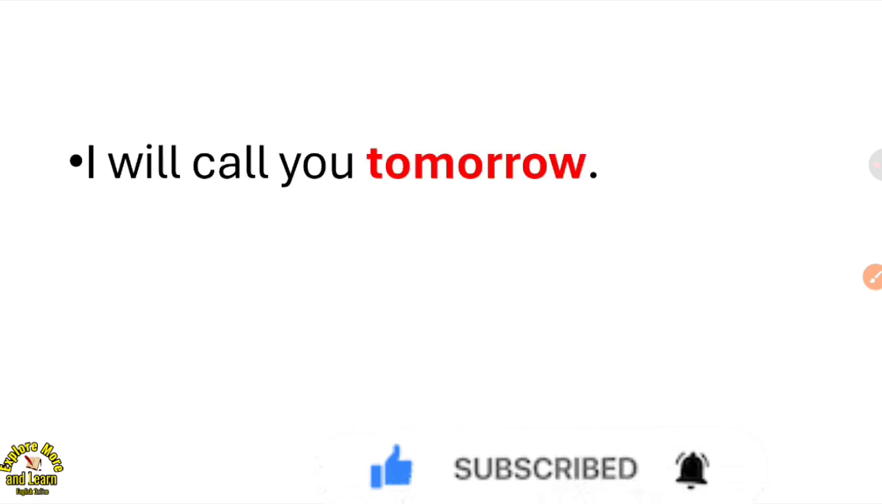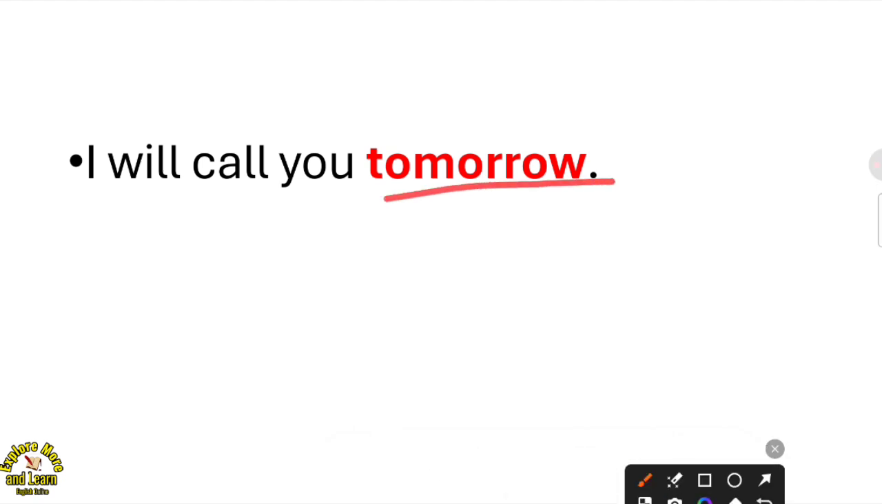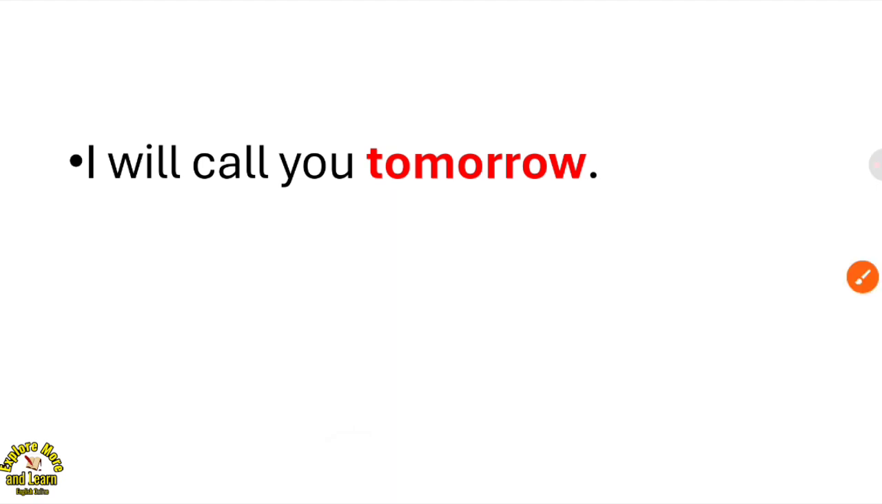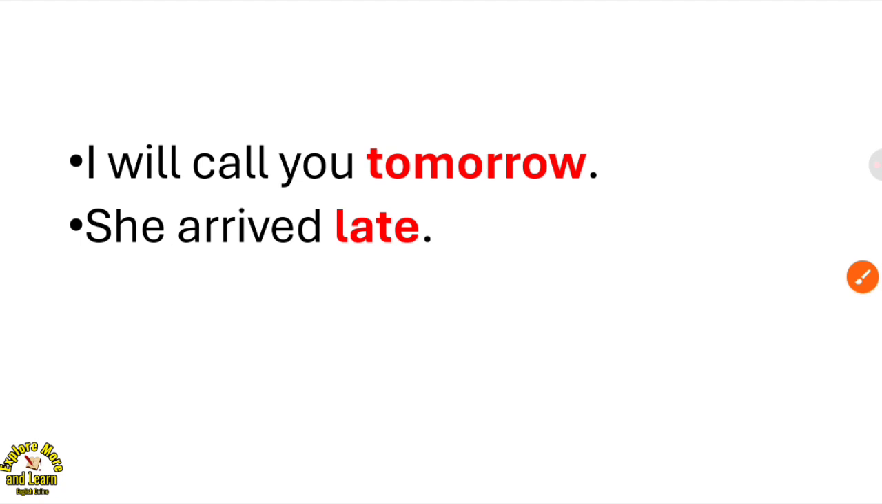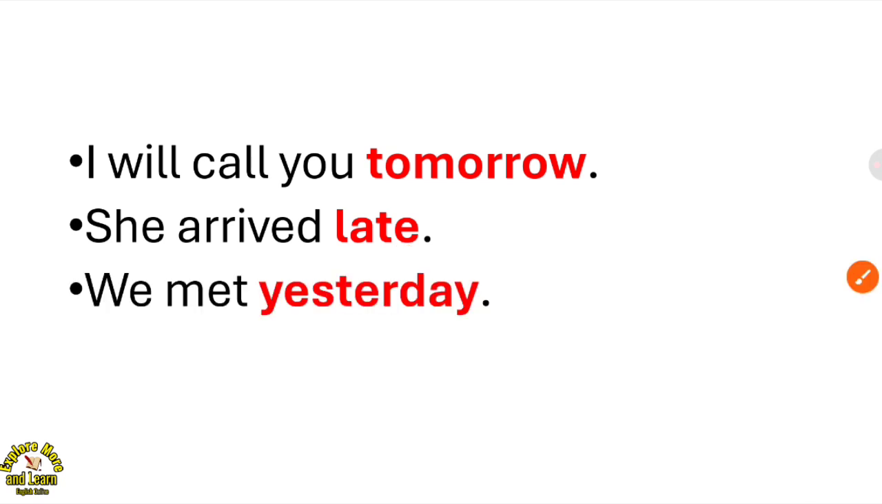So here, first of all, you will underline tomorrow. This is adverb, and this is adverb of time. Okay, now she arrived late. Because it is related to time, so it is adverb of time. So when did she arrive? She arrived late. So this is adverb of time. We met yesterday. So yesterday is also related to time. When did you meet? Because you are asking your question by when. So this is adverb of time.